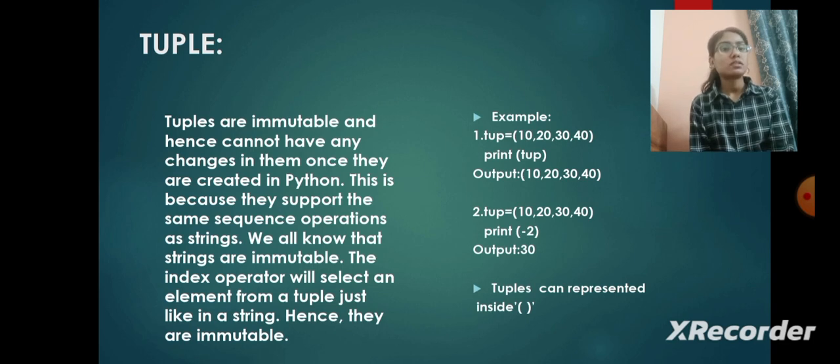Tuple equal to 10, 20, 30, 40. When we run the program, that is tuple, with print statement, we are getting the output as 10, 20, 30 and 40. And second example is tuple equal to 10, 20, 30 and 40. Here 10 is in the position of 0 and 20 is -1 and 30 is -2, and we can run the -2 with print statement. We are getting the output as 30, which is in the position of -2, and tuples are represented inside bracket.